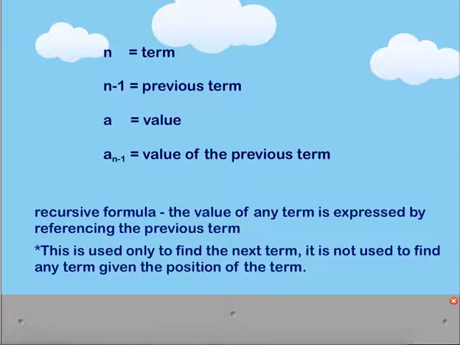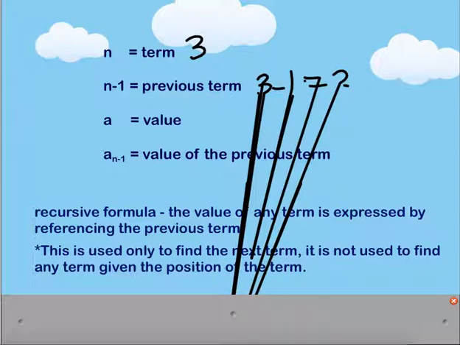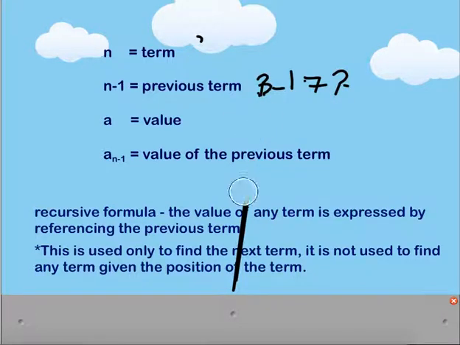First, we need to define some of our variables. So n is the term that we have, if it's the first, second, third, fourth, and so on. n minus 1 is then the previous term, because if we said my n is, let's say, 3, well then my n minus 1 would be 3 minus 1. That is our second term.